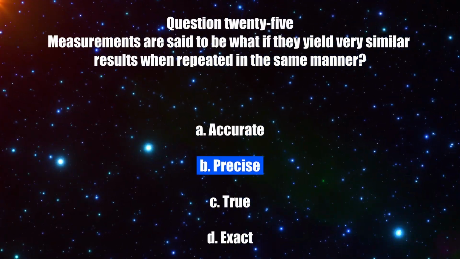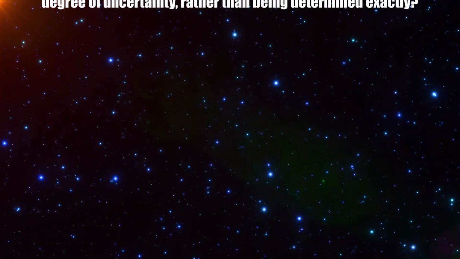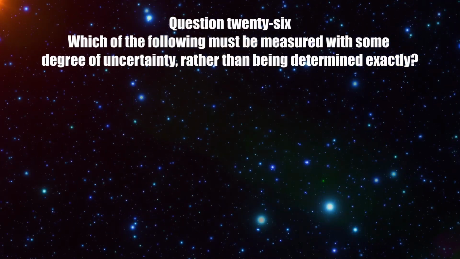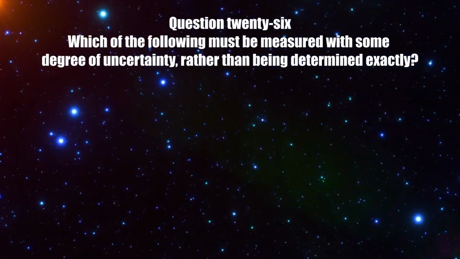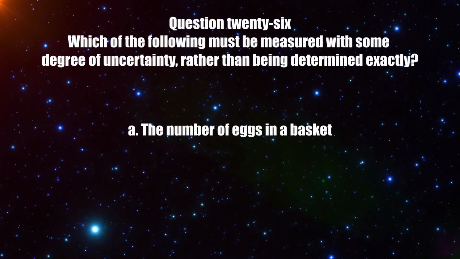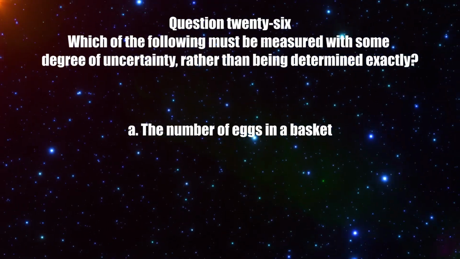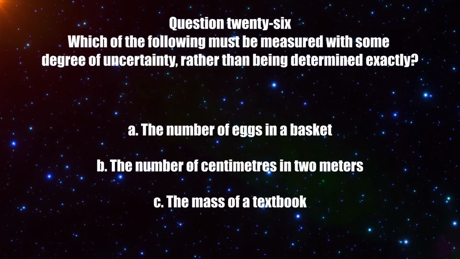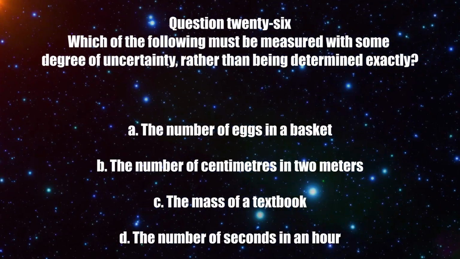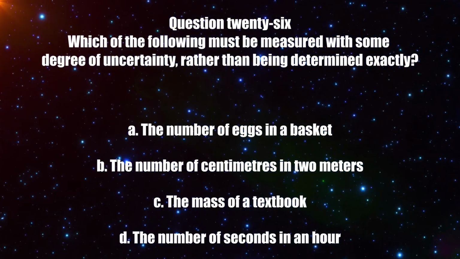The correct answer is B. Precise. Question 26. Which of the following must be measured with some degree of uncertainty, rather than being determined exactly? A. The number of eggs in a basket. B. The number of centimeters in 2 meters. C. The mass of a textbook. D. The number of seconds in an hour.